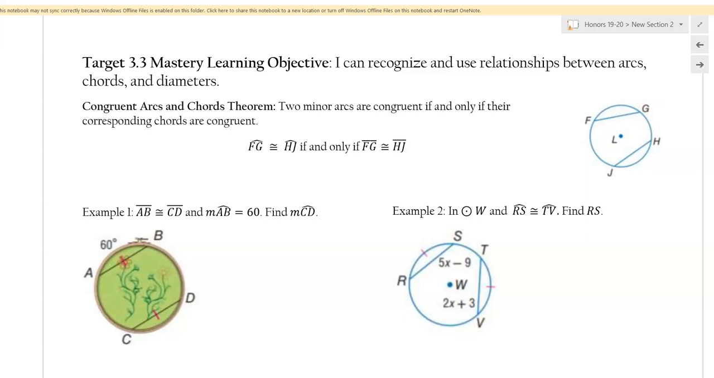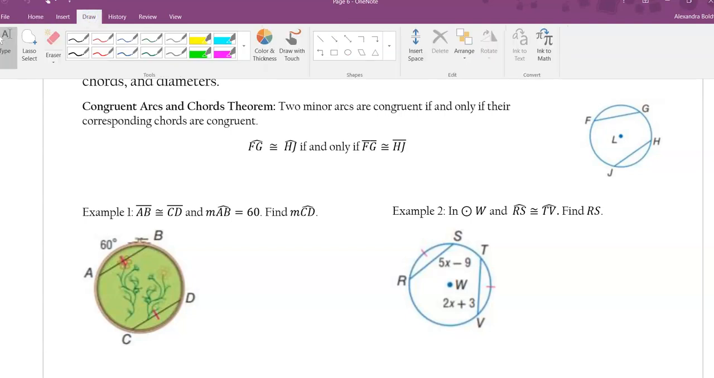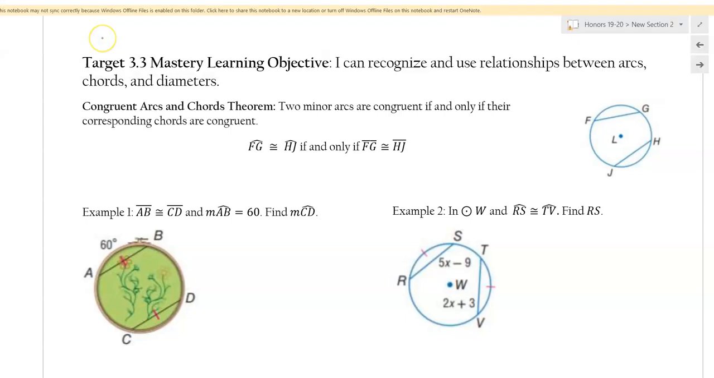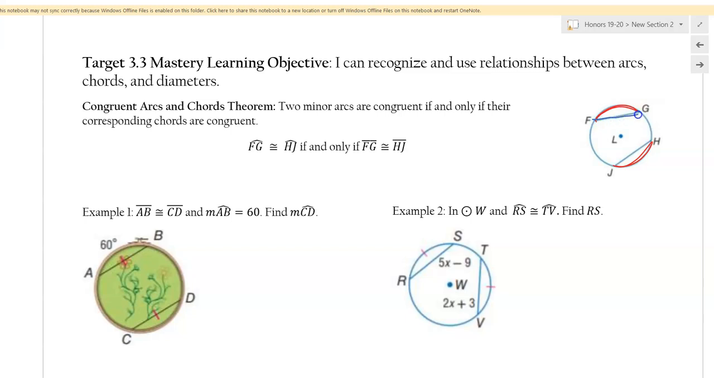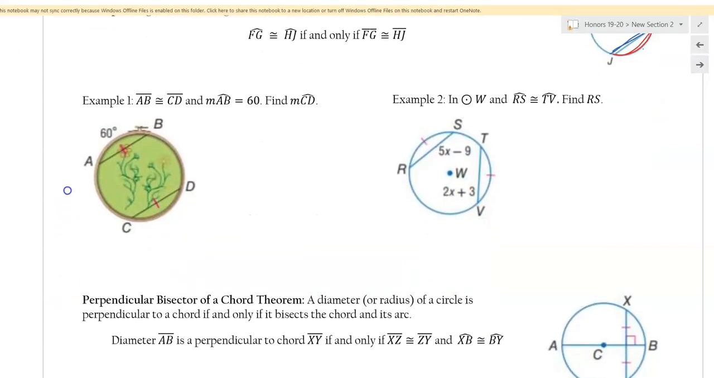So let's look at our first theorem, the congruent arcs and chords theorem. Two minor arcs are congruent if and only if their corresponding chords are congruent. Okay. So if arc FG is the same as arc JH, then the chord that connects them is also the same length as this chord, and vice versa. If you know the chords are congruent, then you know the arcs are congruent. So let's look at how we would apply this.